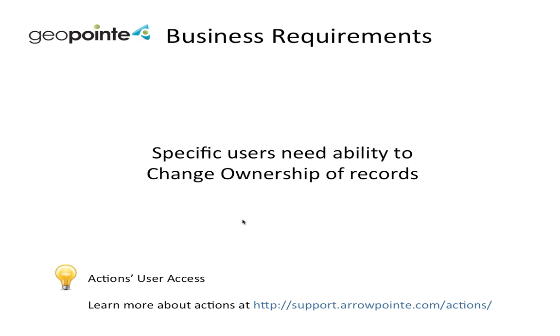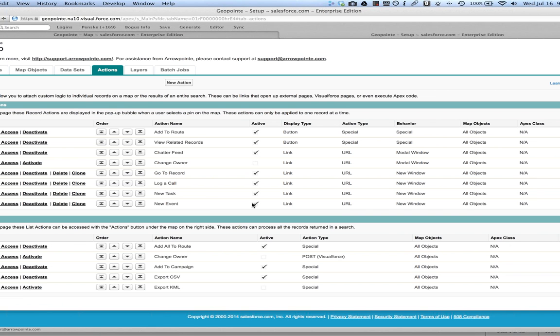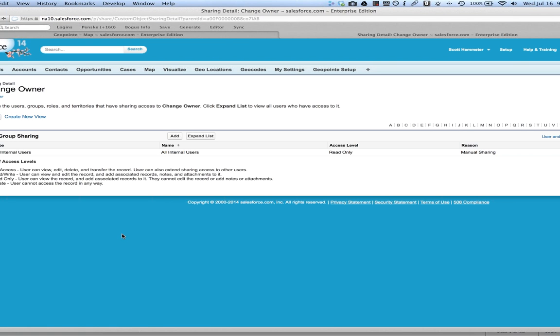So here's another actions one. Users want to be able to change the ownership of records using the map, but only specific users need this ability. And so if I come back to Geopointe here and look at the actions here, you can see I have one called change owner. I'm going to activate it. So first it's activated. But I need to go to user access because the requirement said only specific users should have this capability. And so now I'm going to click on user access here. It's going to bring us to the sharing screen in Salesforce. By default, this action was deactivated, but when I activated it, it's set up so that all internal users can see it. We don't want that. We only want specific people.